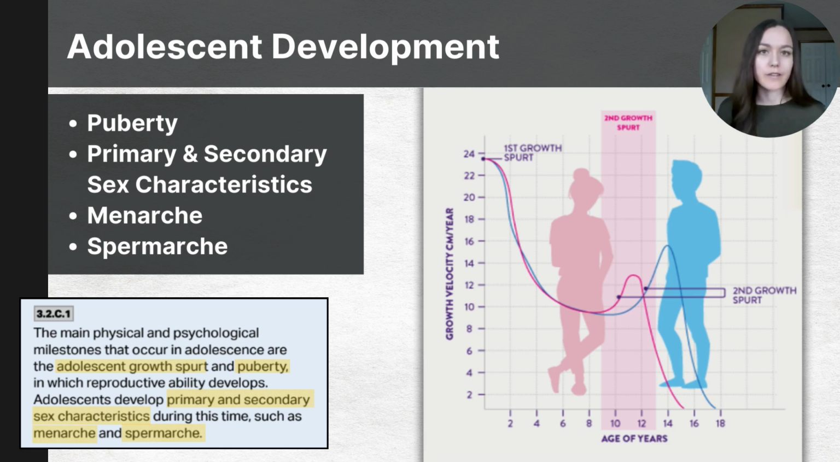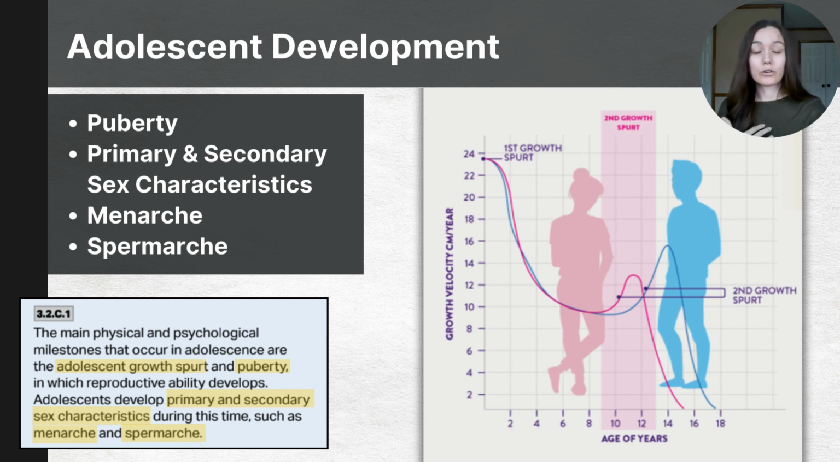A key feature of adolescence is puberty, which is the process that prepares the body for reproduction. During this time, the body's primary sex characteristics mature. These are the body parts that are directly involved in reproduction. Puberty also introduces secondary sex characteristics, which are physical changes that aren't directly linked to reproduction. In boys, these would include a deepening voice, facial and body hair growth, and increased muscle definition. For girls, secondary sex characteristics include breast development, widening of hips, and body hair growth.